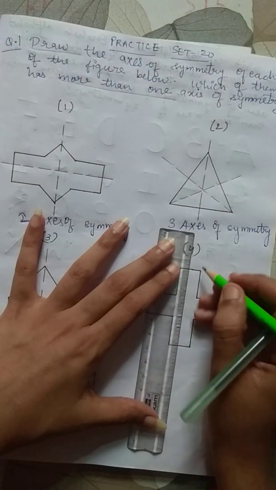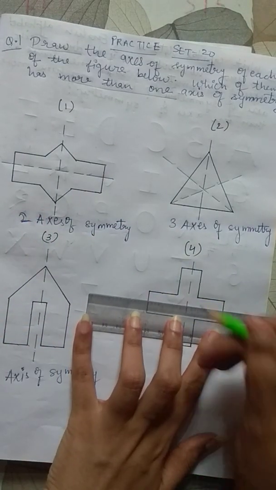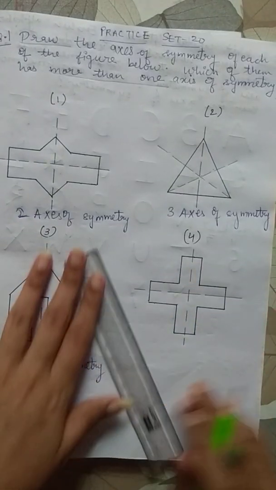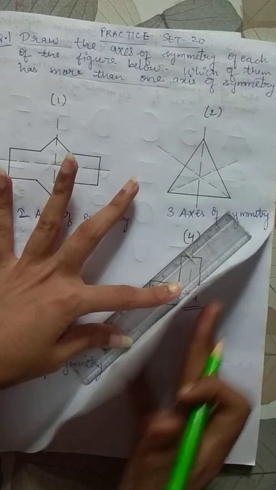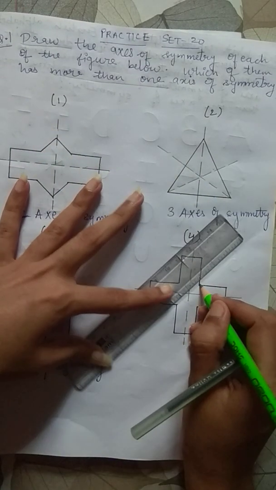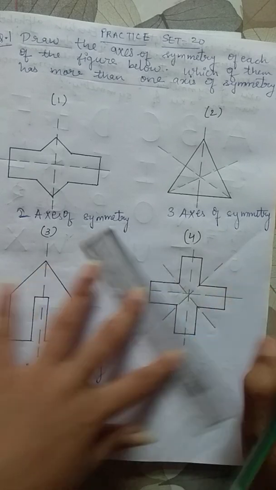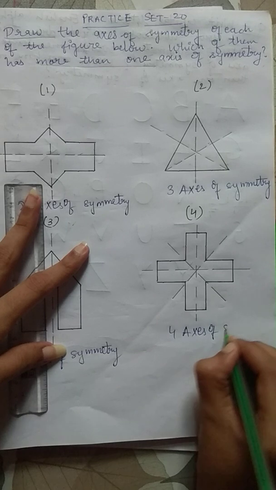Last one, in this, yes, a straight line can be drawn and also a horizontal line. So two axes of symmetry are there. We can even try to draw the diagonal one and see whether they overlap. So yes, they are overlapping. We can draw the diagonal one from both sides. So there are four axes of symmetry.